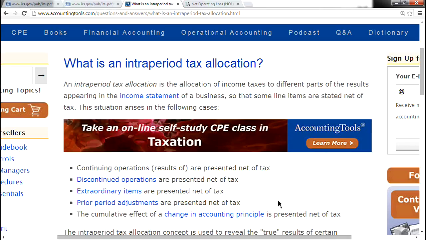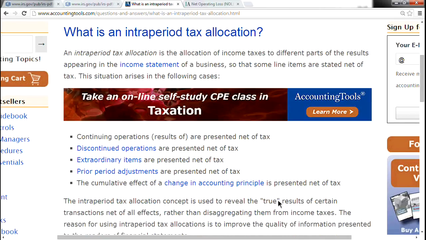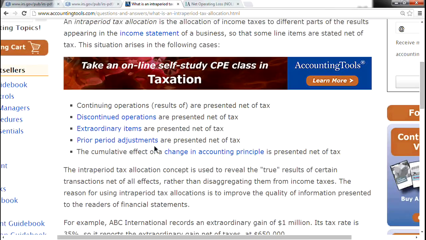So its main position is that it's net of tax. So the continuing operations are going to be presented net of tax. And also the discontinued operations, the extraordinary items, the prior period adjustments.